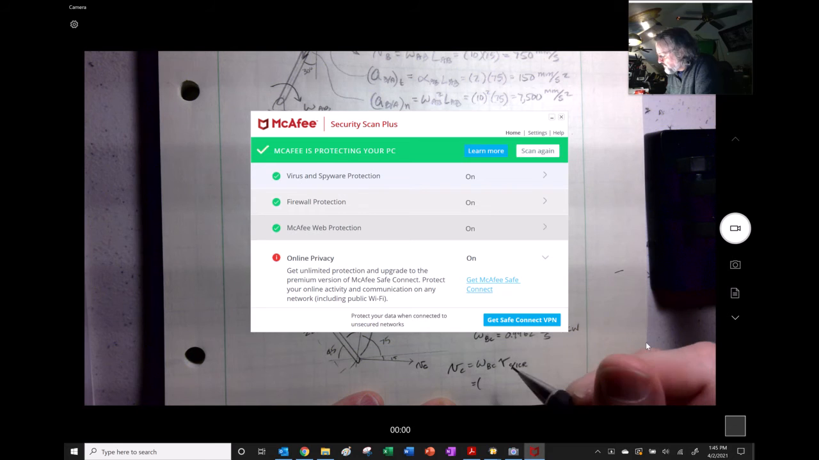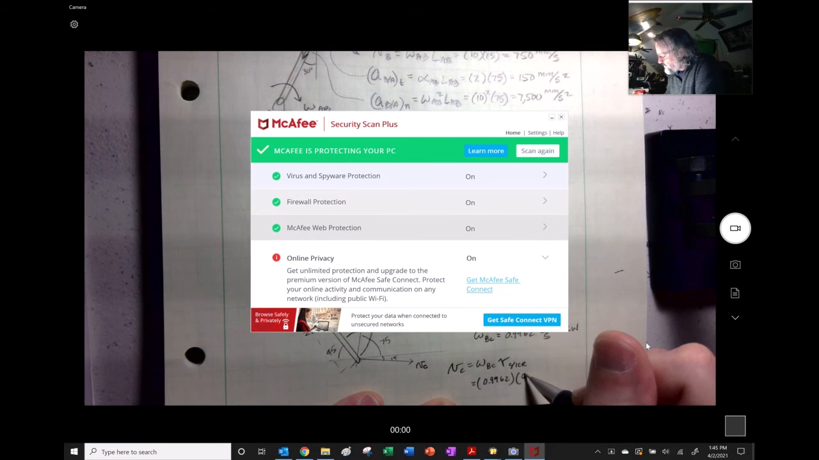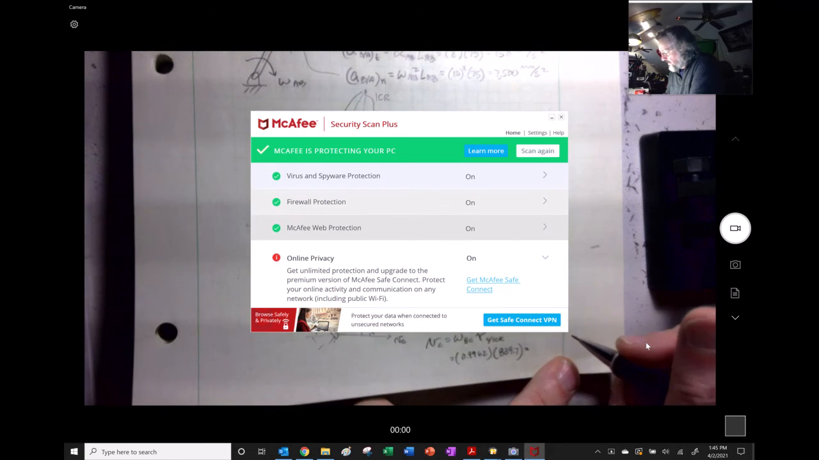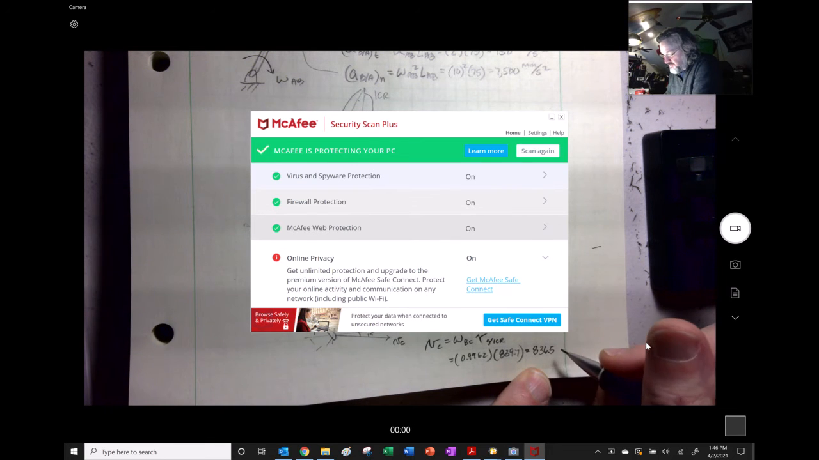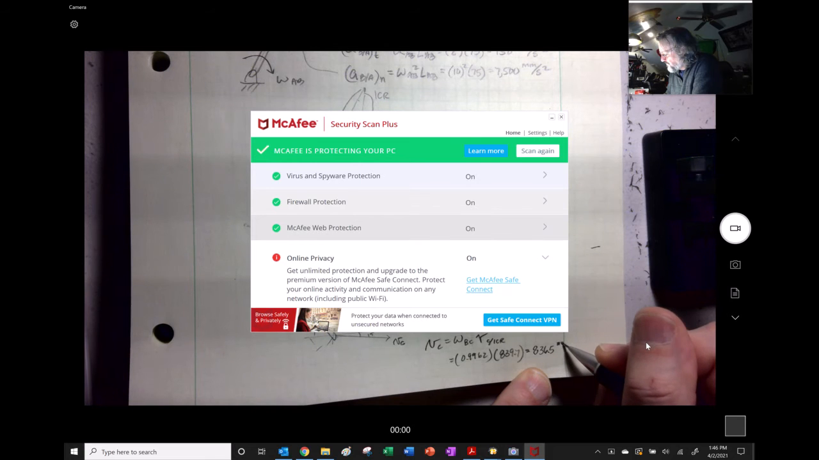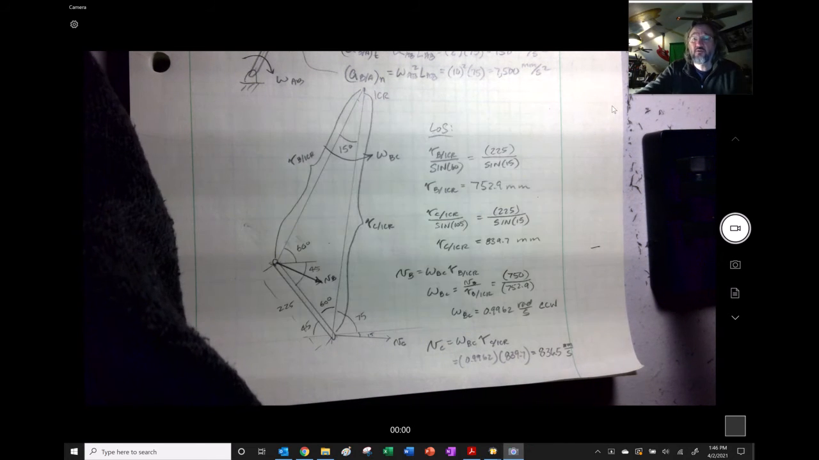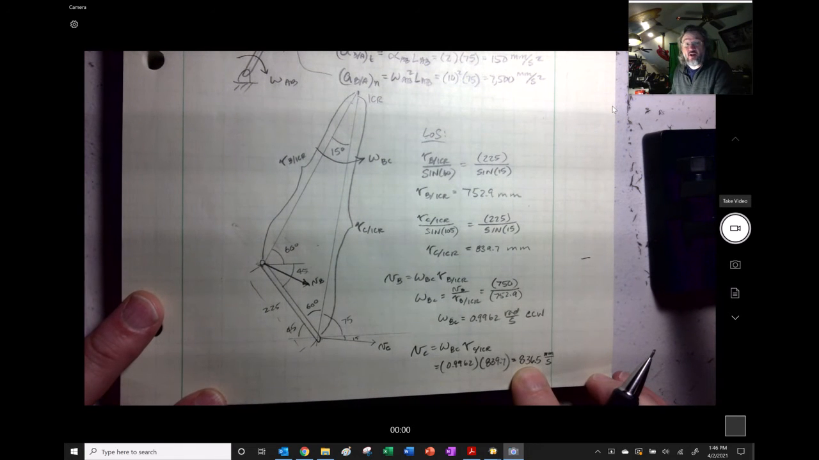So we get 0.9962 times our 839.7, and we get, well, very close to 836.5 millimeters per second. What's going on here? Thank you for that notification there. Okay, so at least we got the velocity of this.